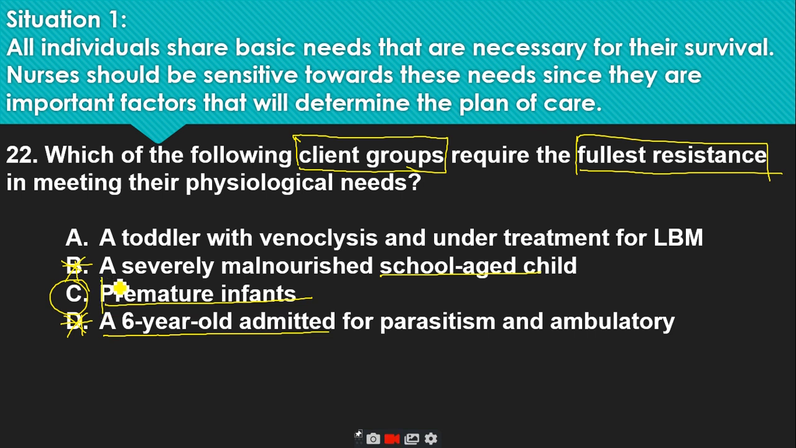Premature infants require management in an intensive care unit because of the need that they have. And of course, a toddler with venoclisis. In this case, the patient is already having venoclisis and has been managed with LBM, so there is already a management of LBM with the use of venoclisis. So the best answer for number 22 is letter C, premature infants.